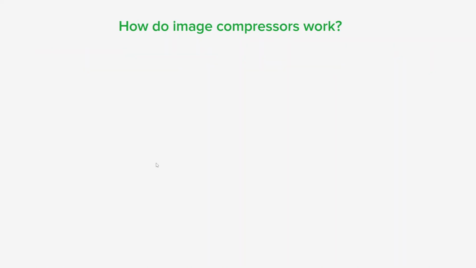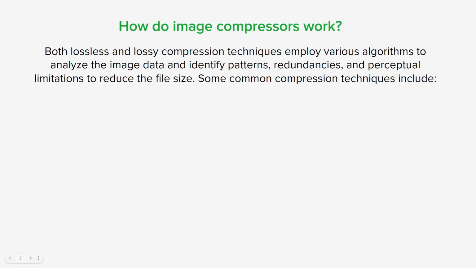So how do image compressors work? Both lossless and lossy compression techniques employ various algorithms to analyze the image data, identify patterns and any redundancies, and exploit perception limitations to reduce the file size. Some common compression techniques include transform coding, and this is basically when it applies a mathematical transformation, like a discrete cosine transform in JPEG, to convert the image data into different representations that can be more efficiently compressed.